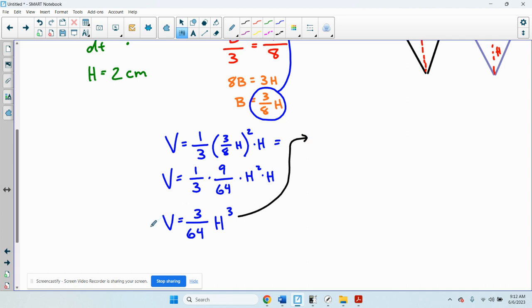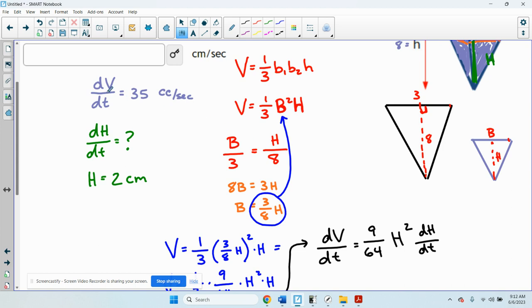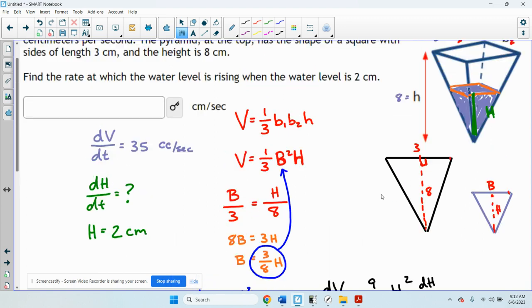Derivative of V is just going to be 1 dV/dt. Apply the power rule, bring the 3 down. 3 times 3 is 9 divided by 64, H squared dH/dt. Hey, look at that. I have dV/dt. I have H. I can find dH/dt.